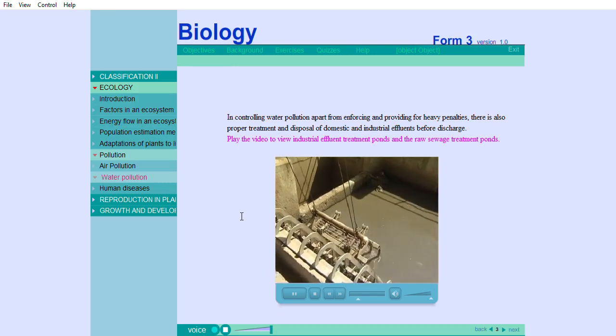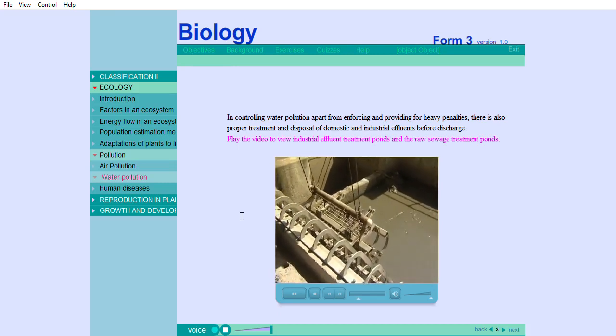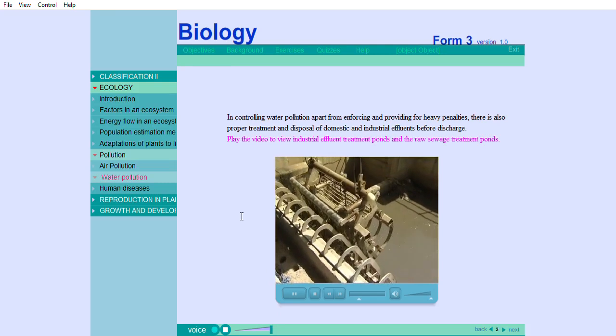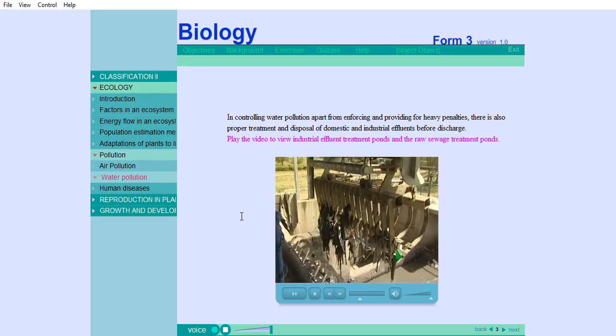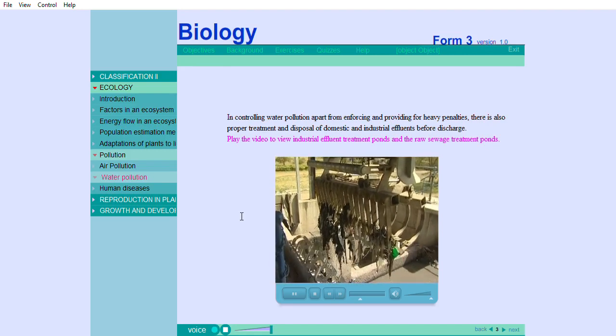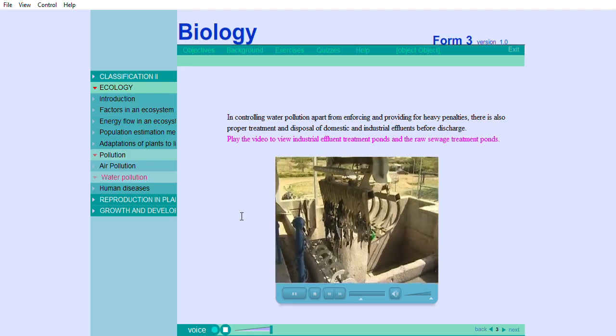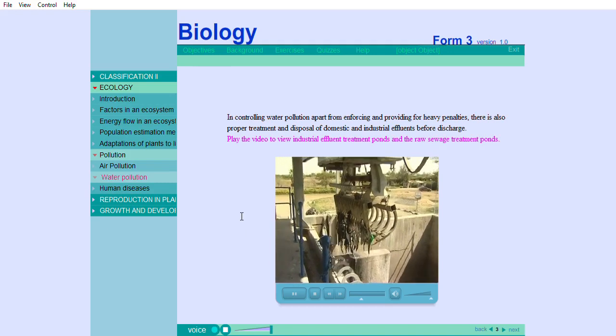And we have an automatic rake which uses a sensor. Like now it has sensed, and it will remove the suspended materials from here to the trailer.